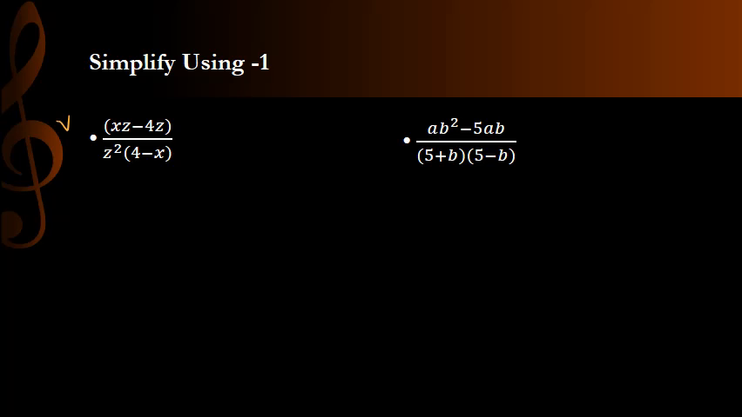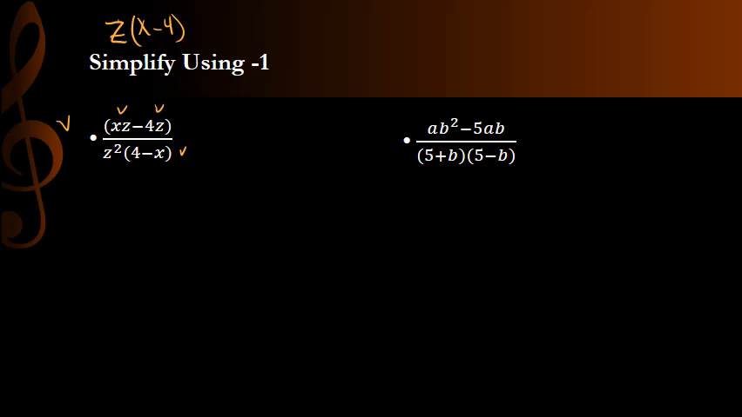We've got xz minus 4z over z squared times 4 minus x. Now, focusing on the numerator for a moment, the two terms in this binomial both have a z in it, xz minus 4z. And so I could factor out a z. If I factored out a z, I'd be left with x minus 4. But if I look at what's in the denominator here, that's 4 minus x.